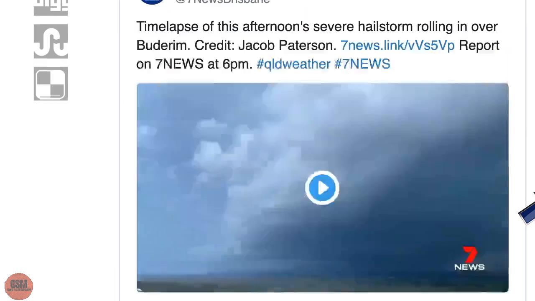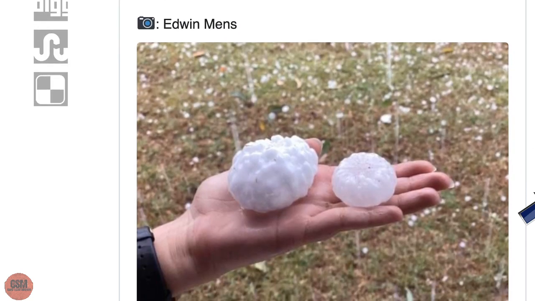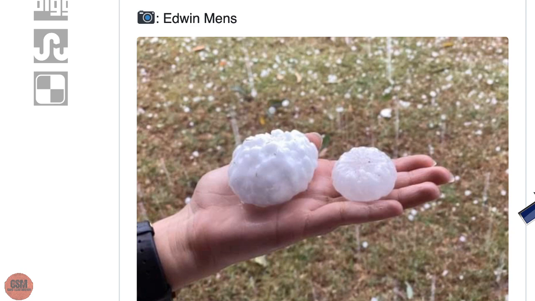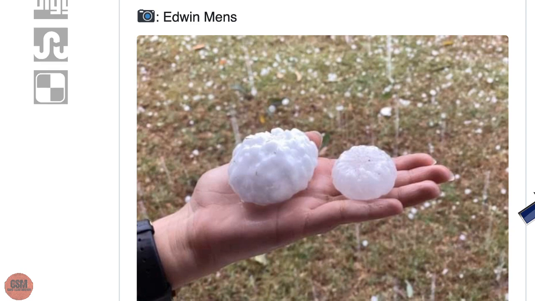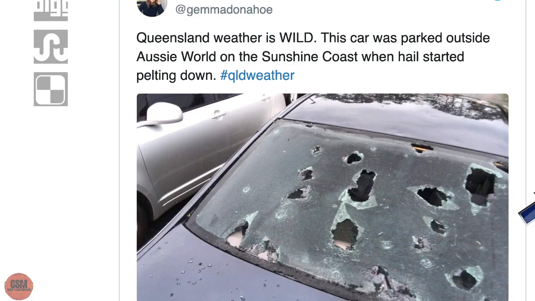Let's see if I can find you a couple. Look at the size of these hailstones. My God. One is the size of a baseball. The other one is the size of a small tomato, which you can make several sandwiches with. Look at that. This is their religious windshield, as it is holy.